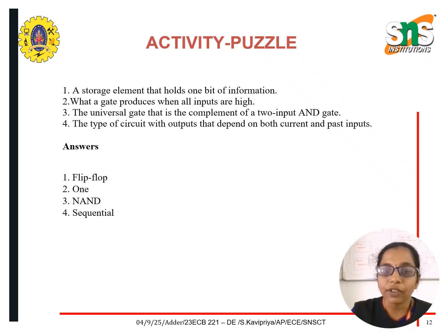And next is a puzzle, which is an activity. A storage element that holds one bit of information is nothing but a flip-flop. The gate which produces 1 when all inputs are 1 is the AND gate. And the universal gate that is the complement of a two input AND gate is the NAND gate. The type of circuit whose output depends only on the current input is a combinational circuit. If a circuit depends on both the current and the past input, it is sequential.